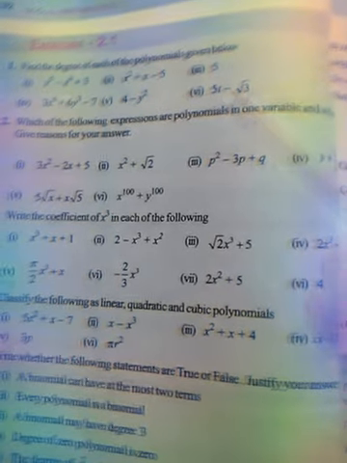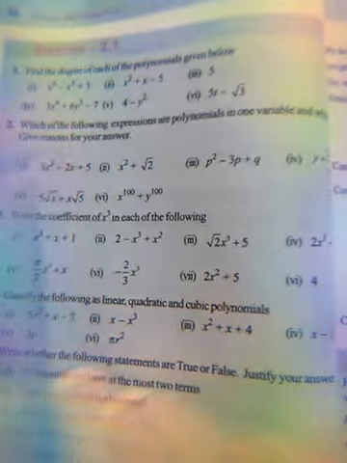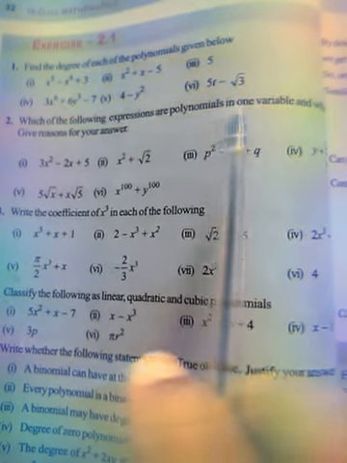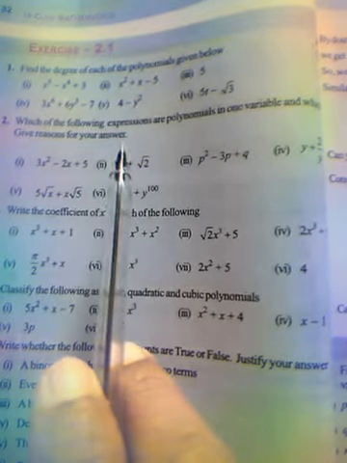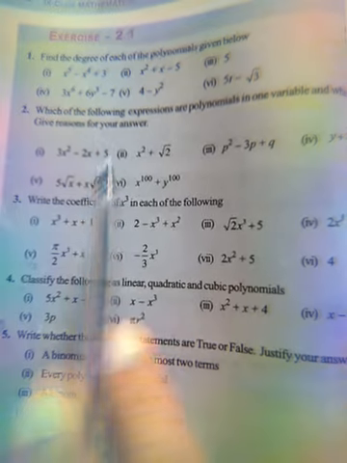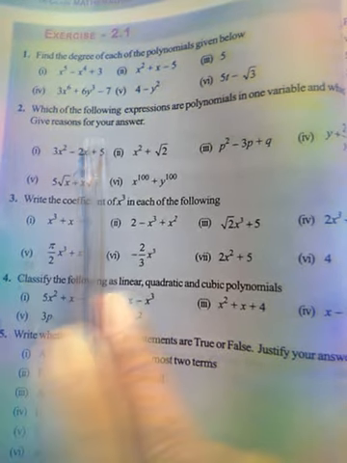5t minus root 3. So highest exponent is 1. Which of the following equations are polynomial in one variable, and give the reason for your answer. Here 3x square minus 2x plus y. It is total in variable x only. So it is polynomial in single variable.